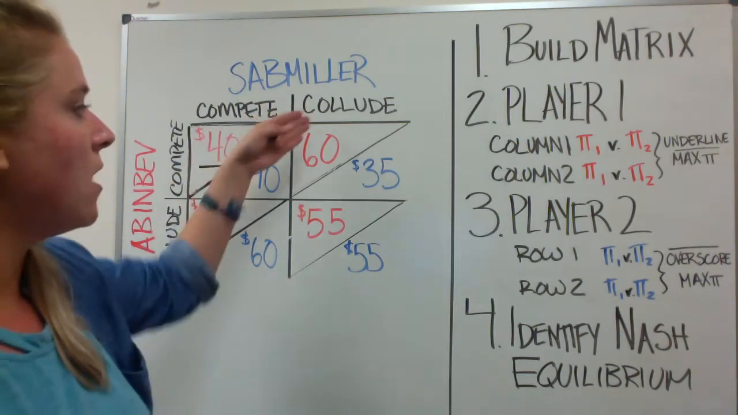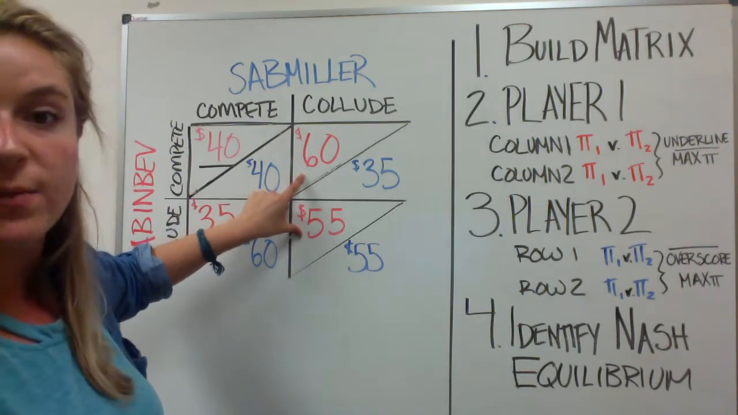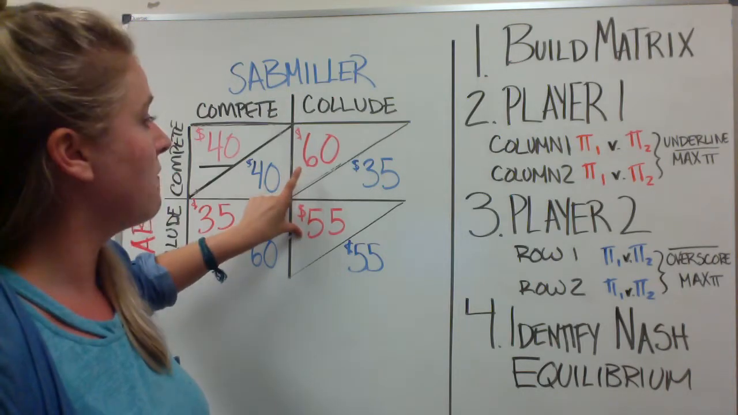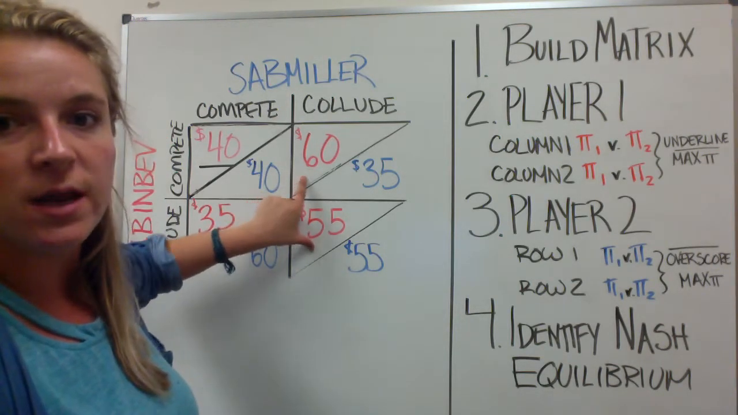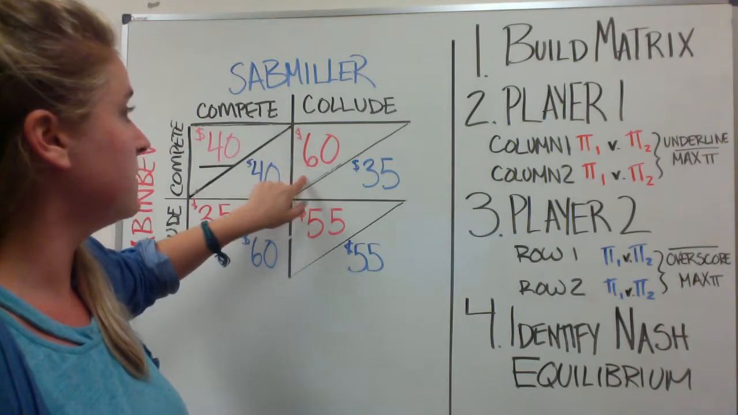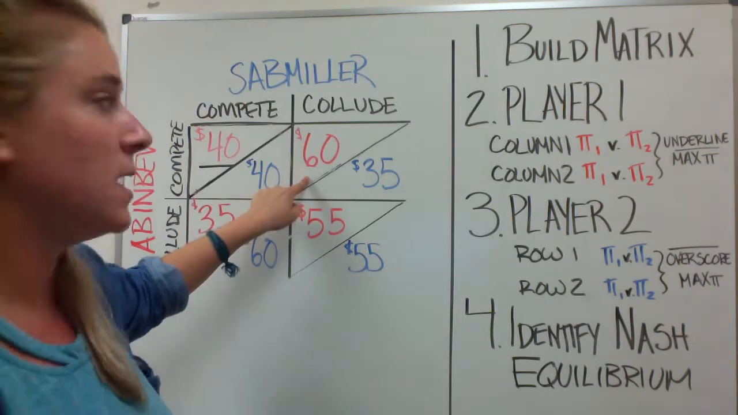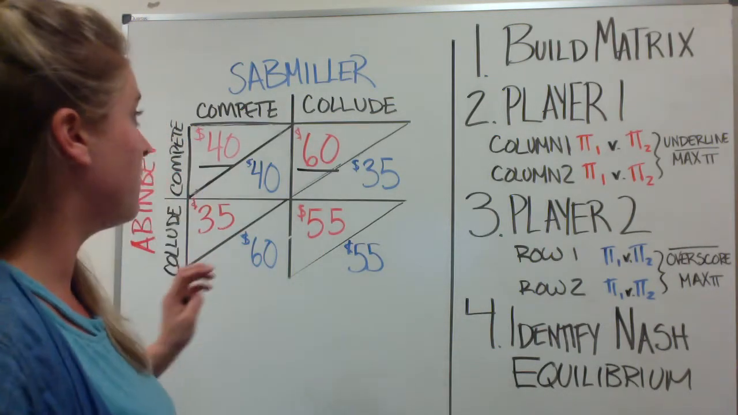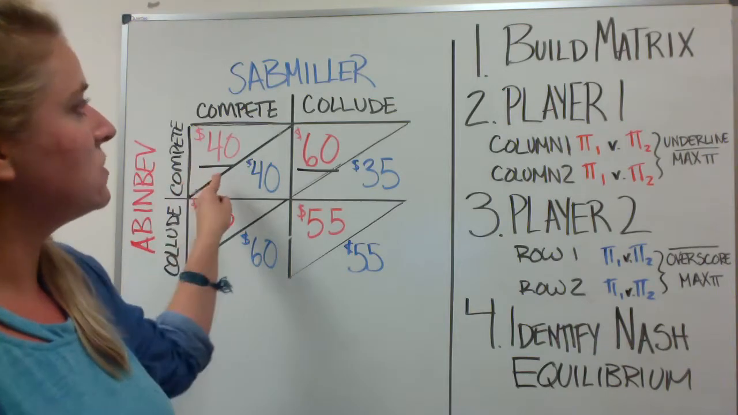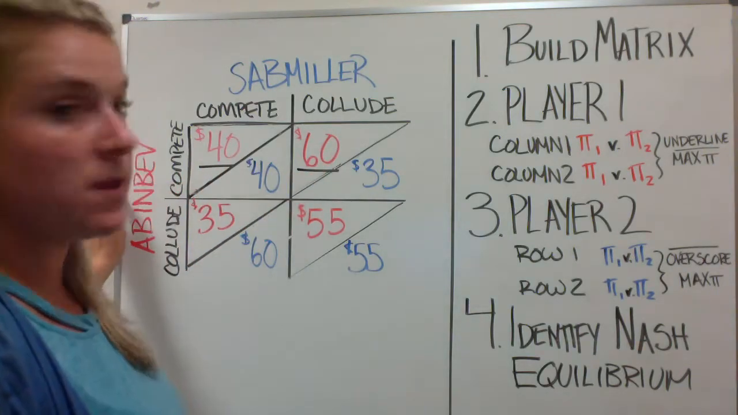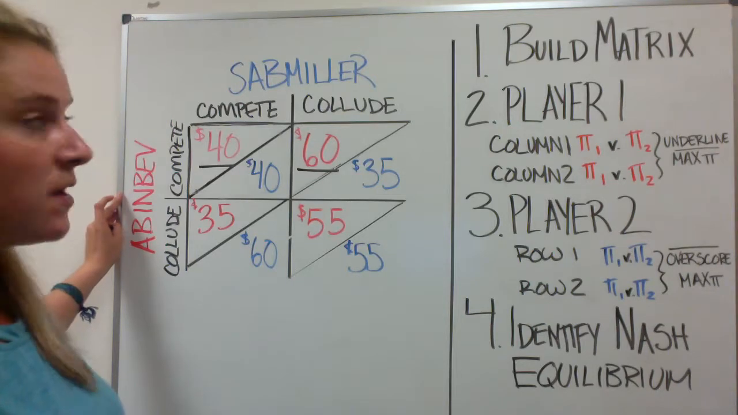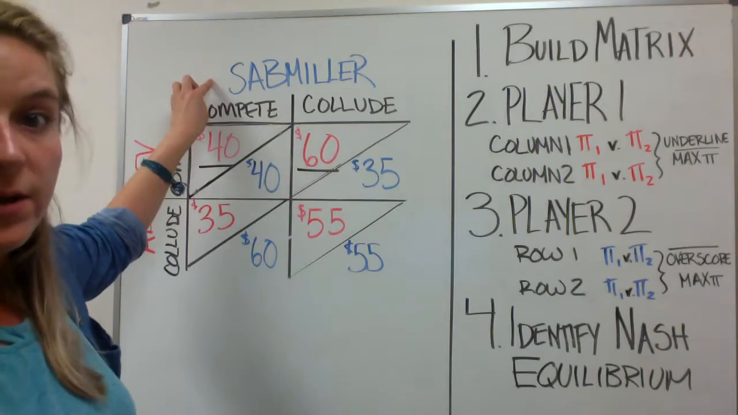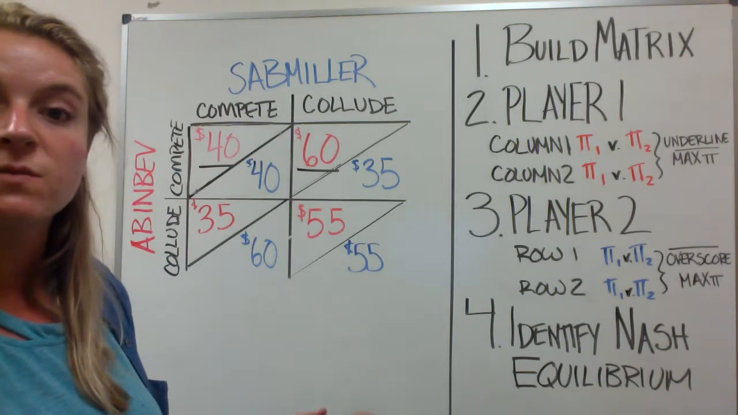And then we move to column 2, again looking at these red payoffs. Now we're saying, if SAB Miller colludes, would I be better off competing or would I be better off colluding? And what I'm going to see clearly is that I'm going to be better off competing. So I underline that payoff. So now I have each of the best choices that AB InBev can make given both the strategies that SAB Miller might make. So now I have their best responses.